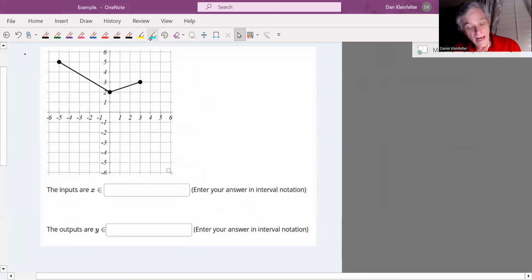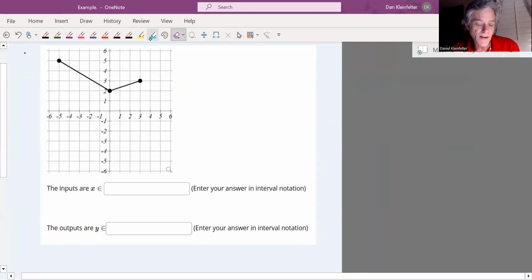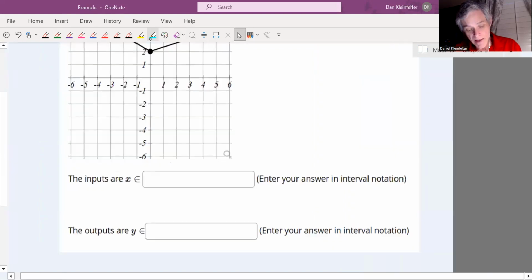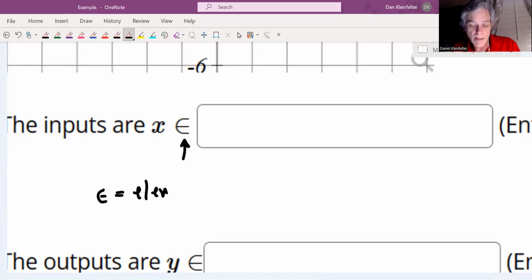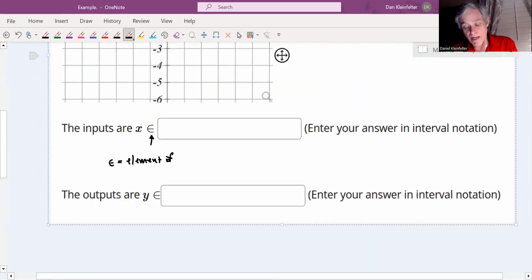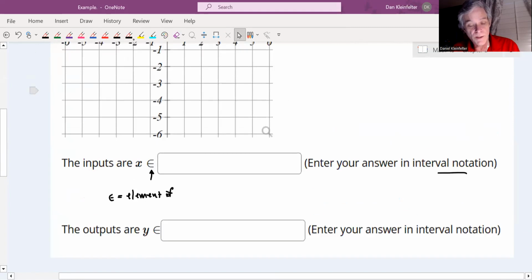We want to look at the set of inputs and the set of outputs for this. By the way, this little E-looking symbol right here is a set symbol, and it means element of, or it indicates belonging. So this is a way of saying x is in a certain set of numbers. And here we're going to enter our answers in interval notation.